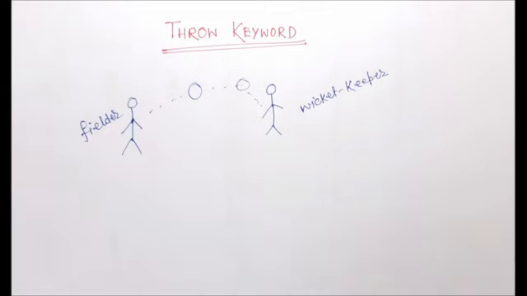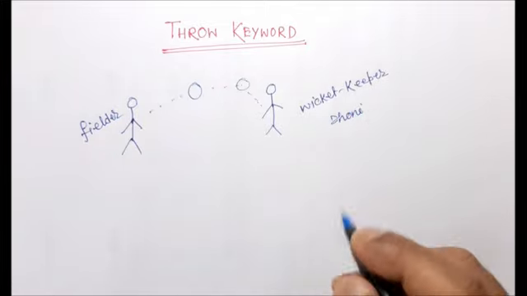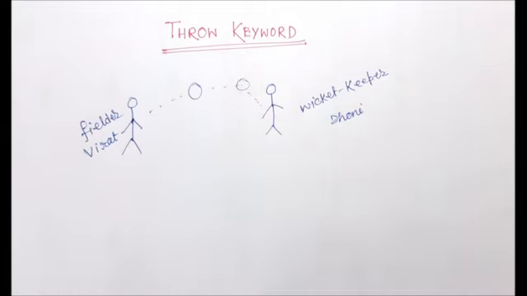So let's take a simple example. I hope everybody is familiar with cricket, and you already know fielder and wicket keeper. Whenever a fielder throws a ball to the wicket keeper, the wicket keeper is going to catch this ball. Suppose the wicket keeper is Dhoni and the fielder is Virat. So when the fielder throws a ball, the wicket keeper is going to catch it.